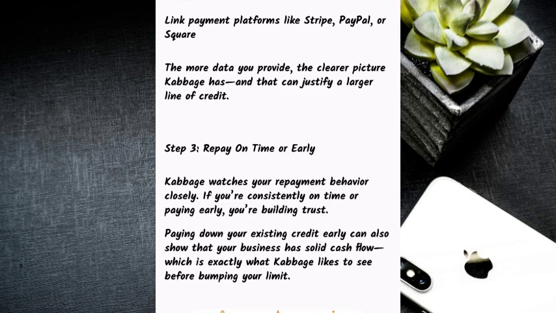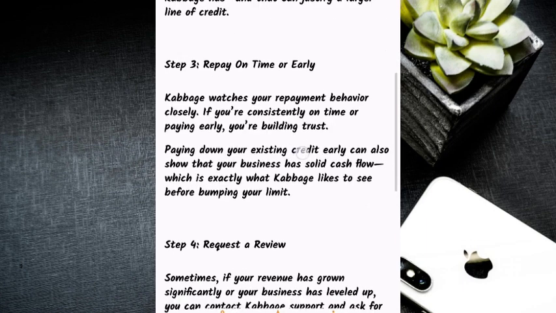Step 3, repay on time or early. Now, Kabbage watches your repayment behavior closely. If you're consistently on time or paying early, you're building trust. Now, paying down your existing credit early can also show that your business has solid cash flow, which is exactly what Kabbage likes to see before bumping up your limits.